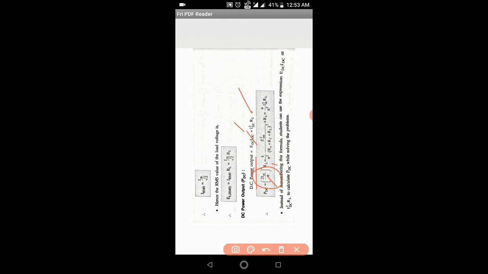into RL. Here again put the value of Im, that is ESM upon RS plus RF plus RL. Then we obtain 4 upon pi square Im square into RL. Instead of the remaining expressions, use this formula, IDC square RL, to calculate the PDC while solving problems.